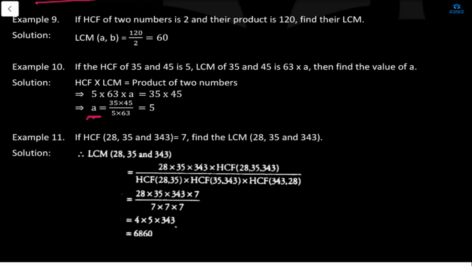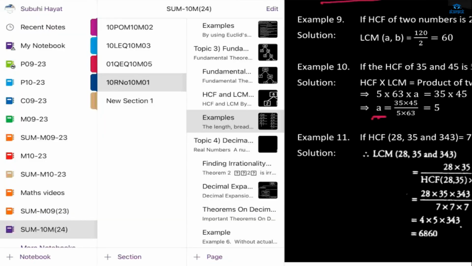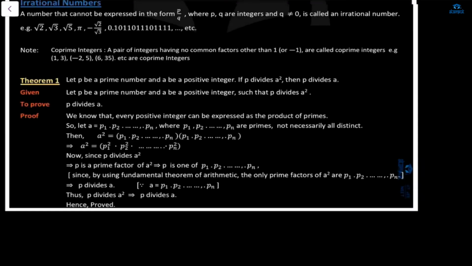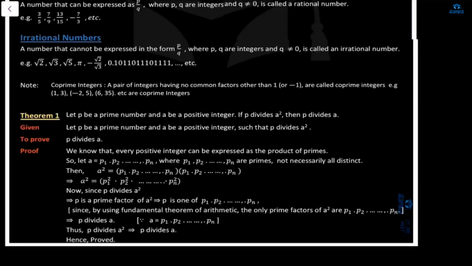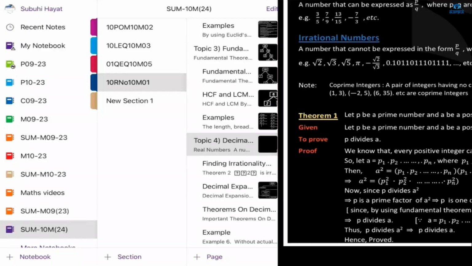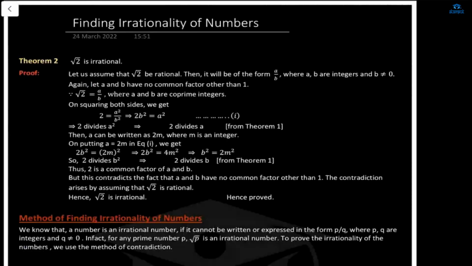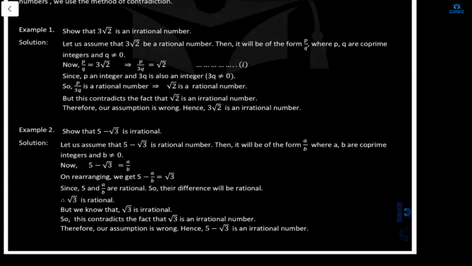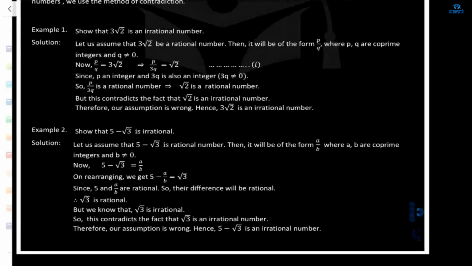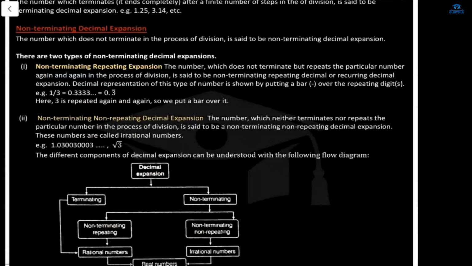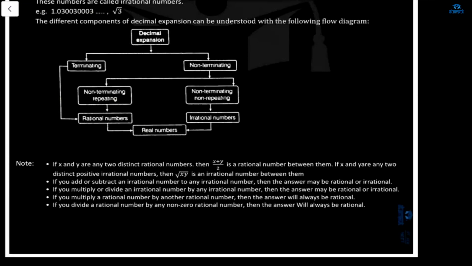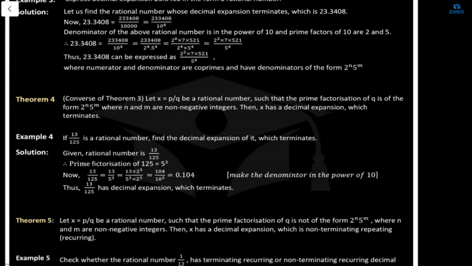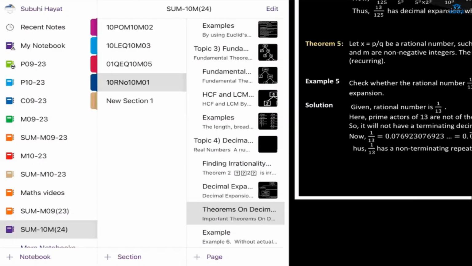So, from next class, we'll be on topic number 4, that is real numbers: rational numbers, irrational numbers. Some theorems are there, and they are important. You have to show whether 3√2 is a rational number or not, and 5 minus something. These questions are also important. Terminating, non-terminating are all definitions only. The main ones are the theorems. We'll try to complete it in the next class.